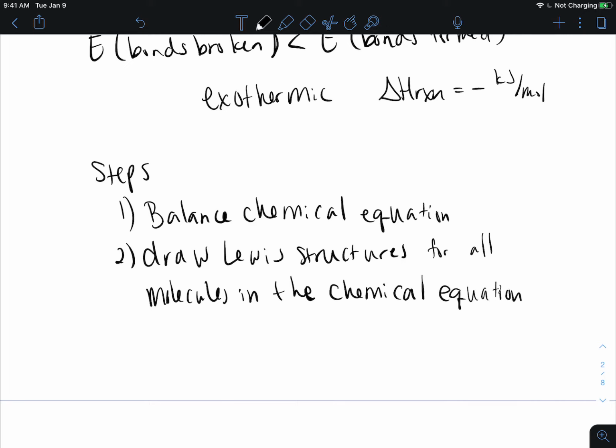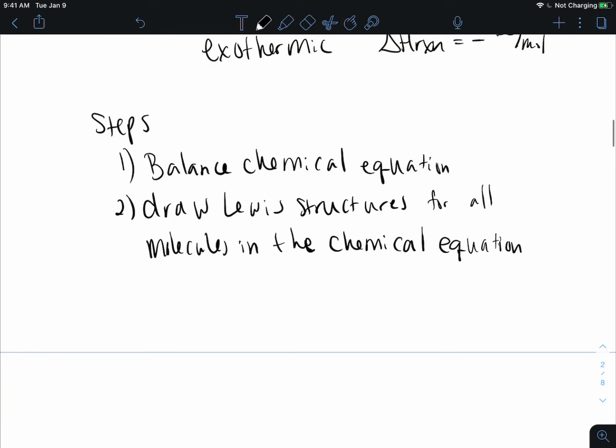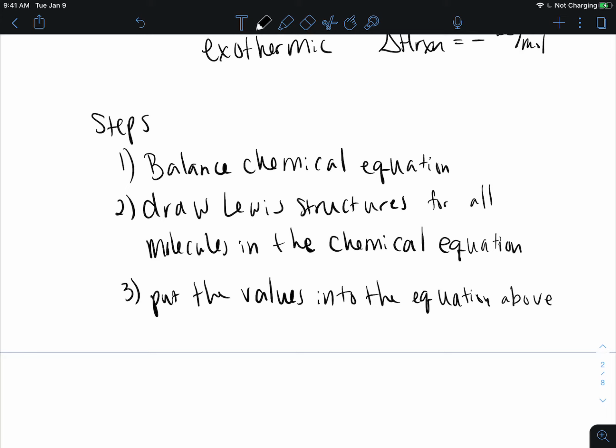We need to know how many of these bonds we have, but we also need to know what types of bonds we have. Very important. And then three, put values into the equation above. I will include an average bond enthalpy table on D2L along with your test, so these are not things you need to memorize.